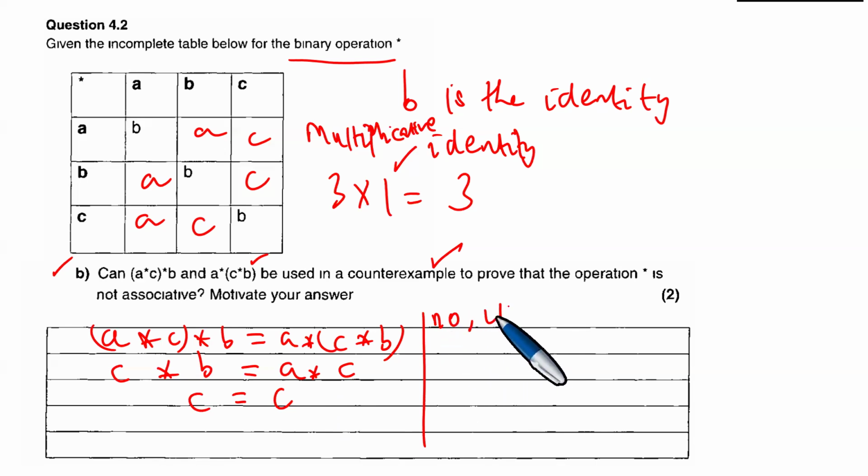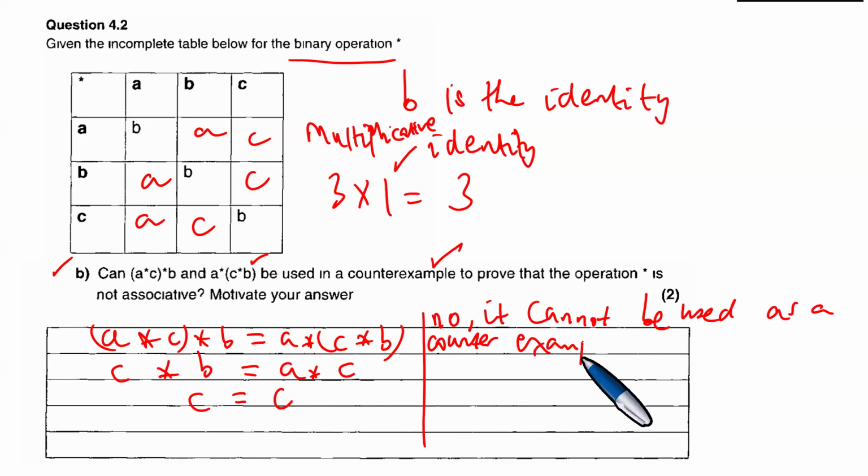It cannot be used as a counter example. Why? Because it is actually giving a true equation. But if ever it would make the left not equal to the right, we could say that. So in this case, it cannot indeed be used there as a counter example.